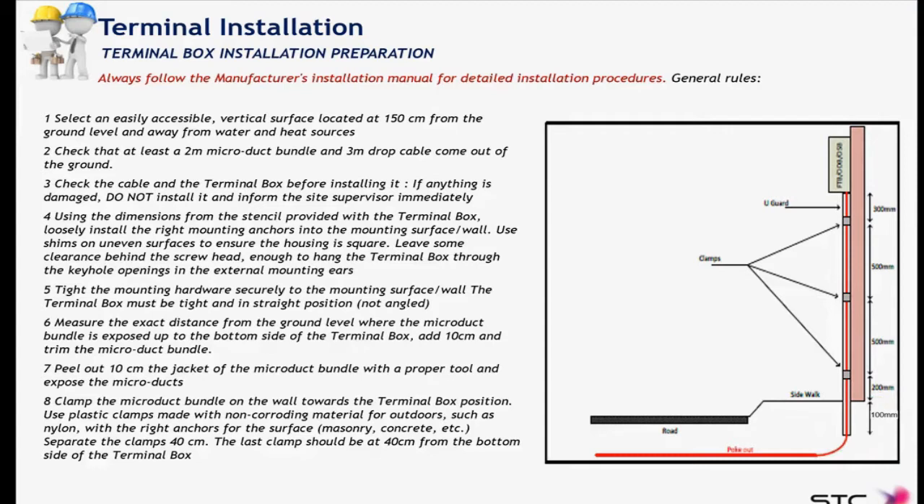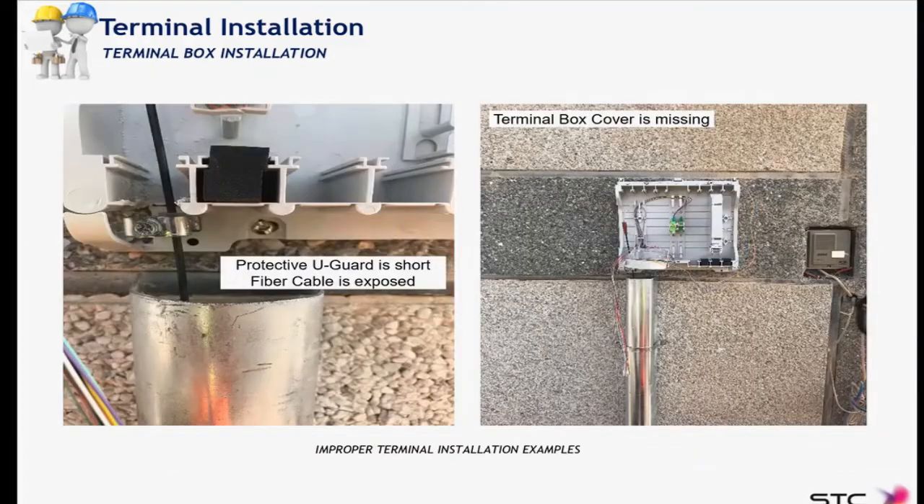Also pay attention to the fixing clamps distance: 200 millimeters from the ground, then 500 in between clamps and 300 millimeters between the last clamp and the terminal box installed. Make sure that you follow the installation manuals provided by manufacturers and get certified by them.